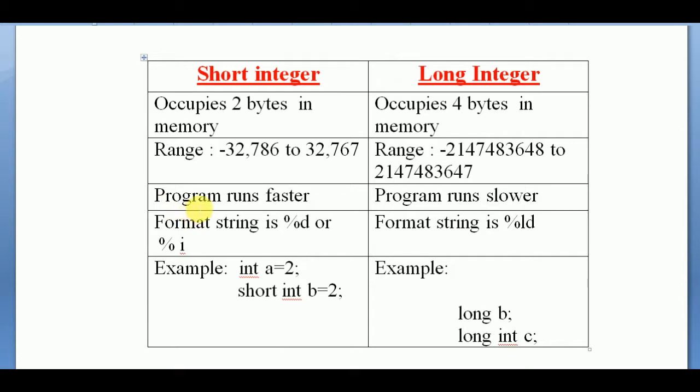Now look at this point, program runs faster. That means whenever you declare short integer in a C program, the program will run faster in comparison to long integer. Now the format string for short integer is %d or %i. Now the examples of short integers are int a equal to 2, short int b equal to 2. So these are the examples of short integer.